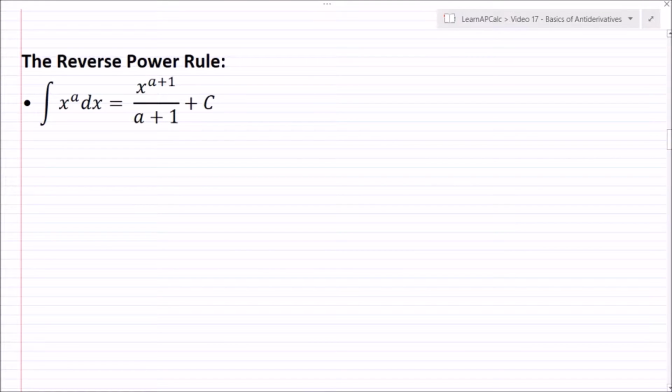Alright, so you might be wondering, how do we find an antiderivative? The first is the reverse power rule. If we have the antiderivative, also known as the integral, of x to the a, this is going to be equal to x to the power plus 1, all over the power plus 1, plus c. So you might be wondering, what is c? Well, c is a constant that can be anything.